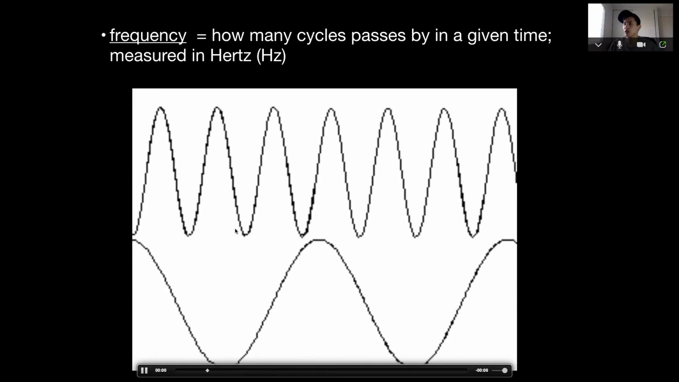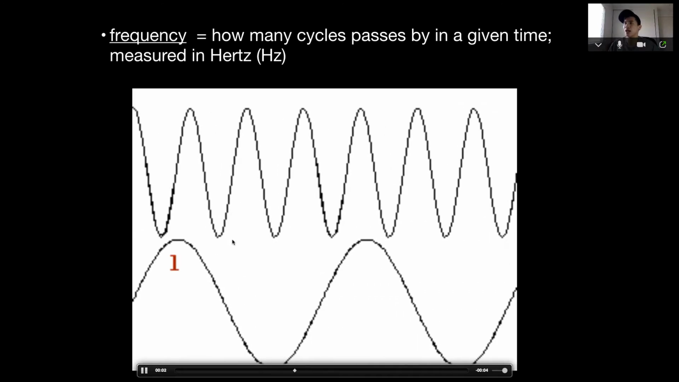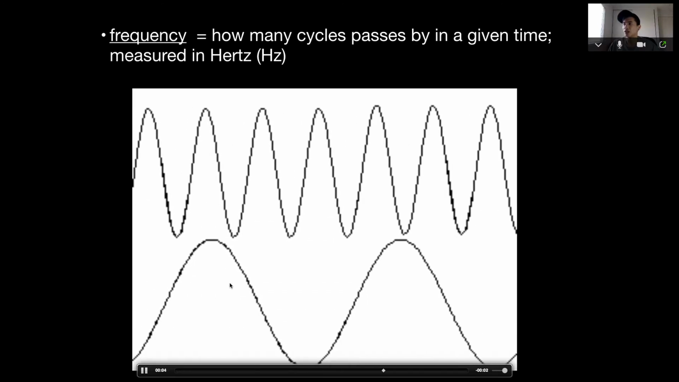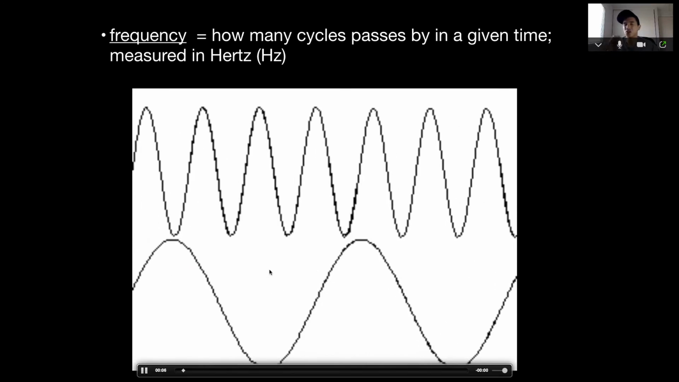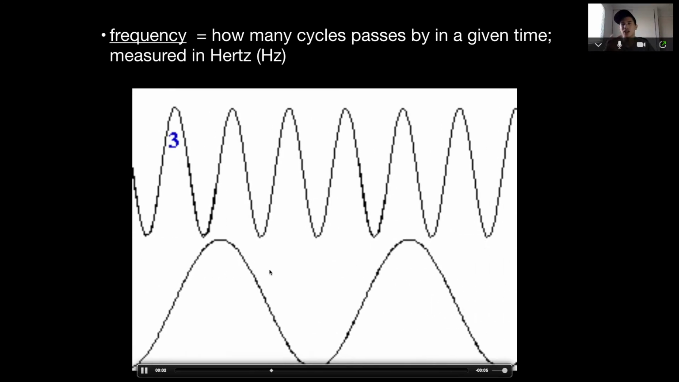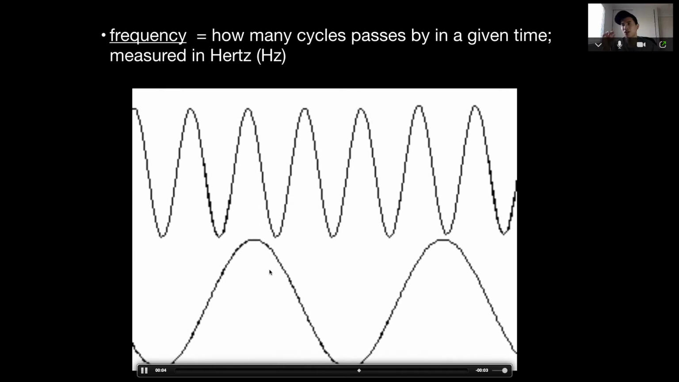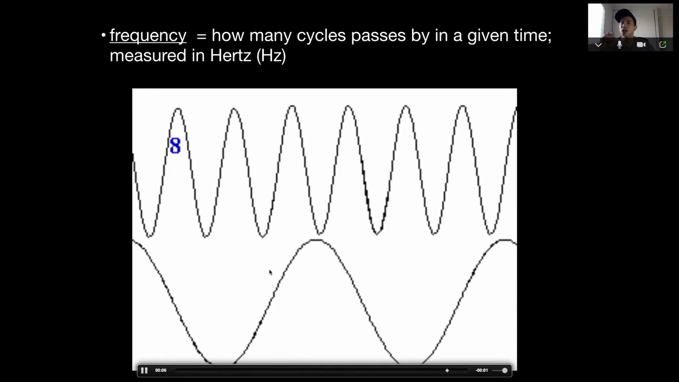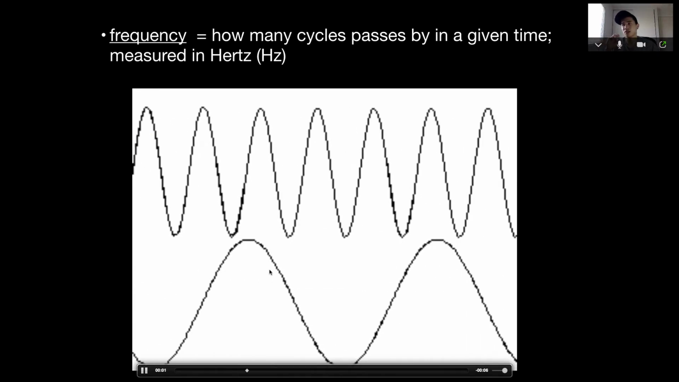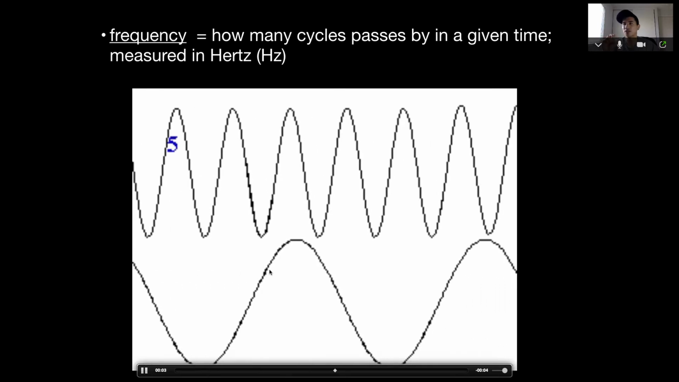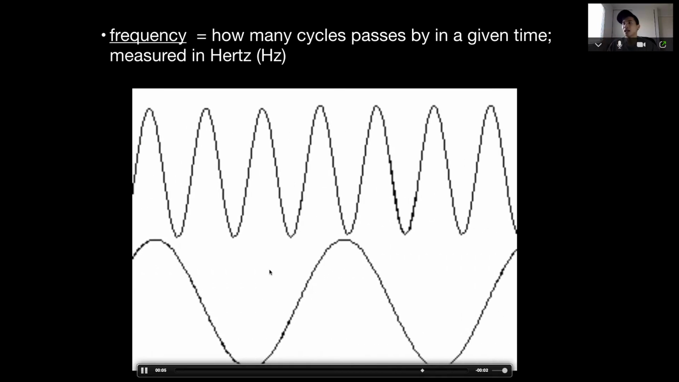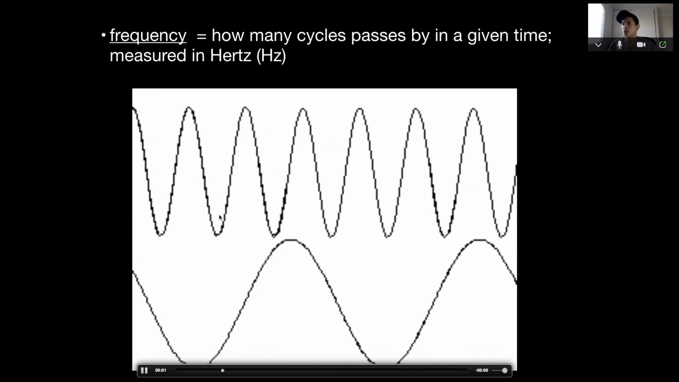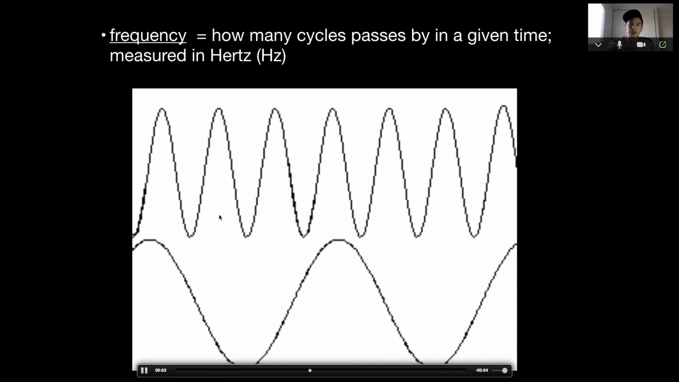Another thing to note here too is that the waves are both traveling to the left, and you can see how fast they're traveling relative to each other. This is a good comparison because these two waves are actually traveling at the same speed towards the left. However, they have two different frequencies, the top one being of a higher frequency.